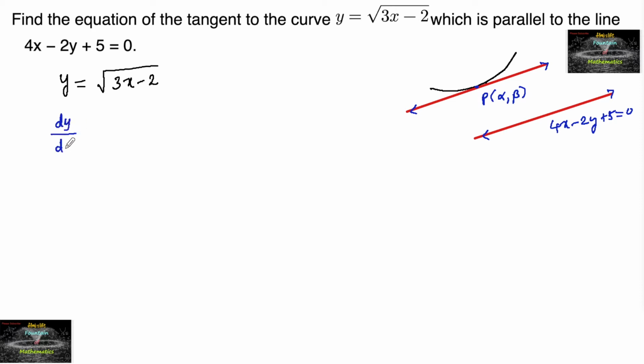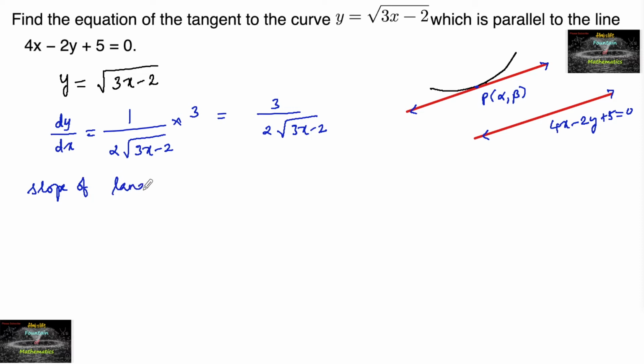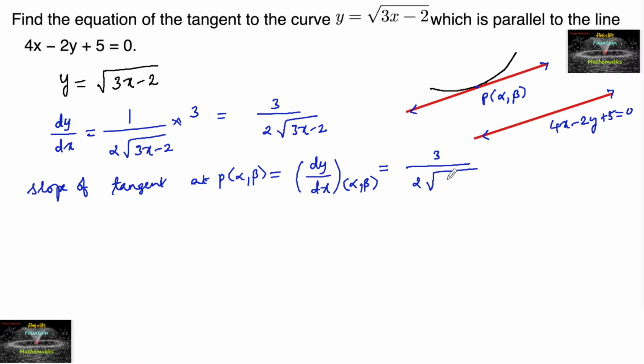So we'll have dy/dx = 1/(2√(3x − 2)) times, again, the differentiation of 3x − 2 will give 3. So this is 3/(2√(3x − 2)). And now the slope of the tangent to the curve at the point P(α, β) we can write as dy/dx at (α, β), which equals 3/(2√(3α − 2)).